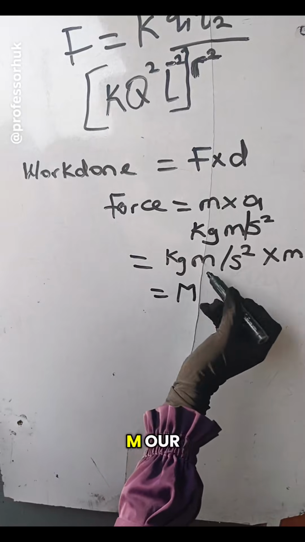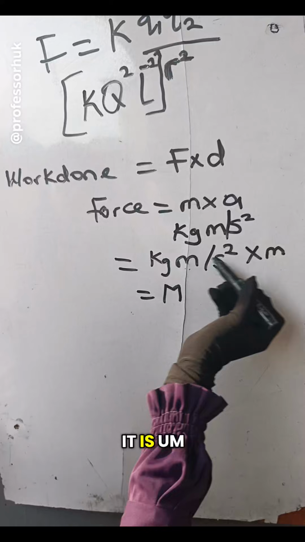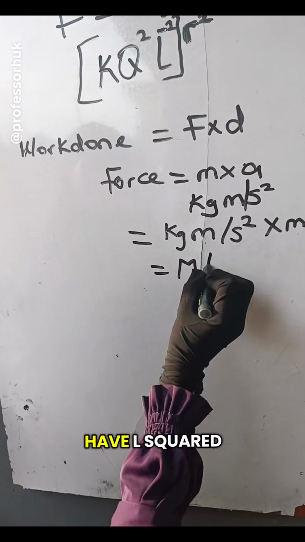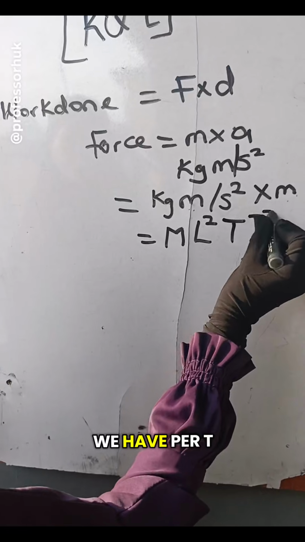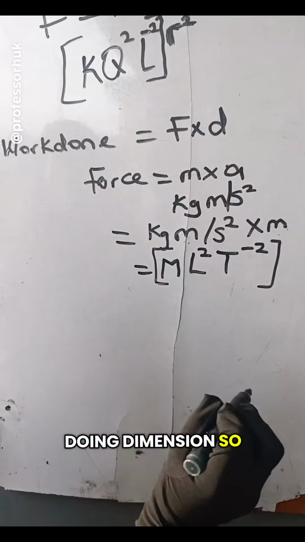So now the dimension is going to be M, our meter, our L, it is in two times. So this is going to be multiplication. So we have L squared, then per T, then we have per T squared. You need to be very, very careful when doing dimension.